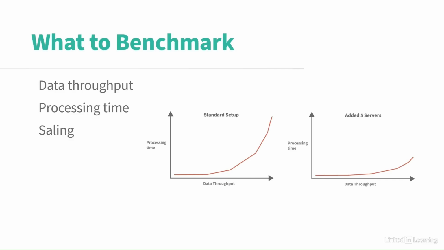Now you can test this with a standard setup and figure out what this line is going to look like with the standard setup. And you can say, okay, now let's scale. Let's add 5 servers. Let's add 10 servers. And then do the same thing again up to the workload that you expect, and then see how this whole thing scales. How are the data throughput, the processing time, and so on reacting to these new variables?